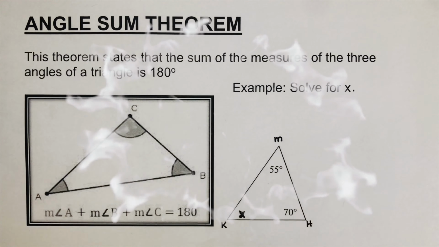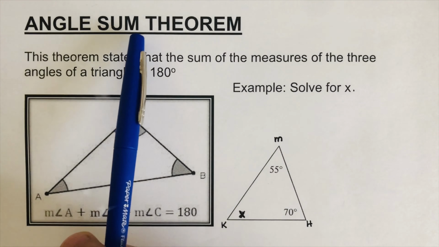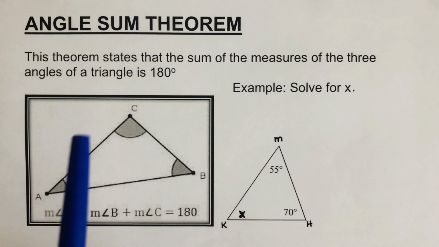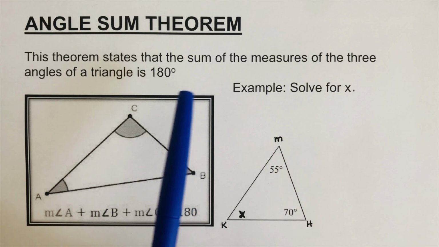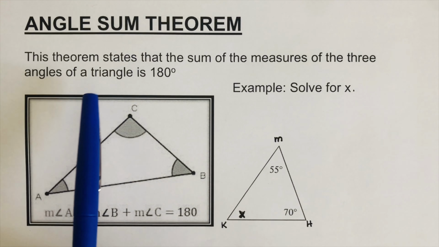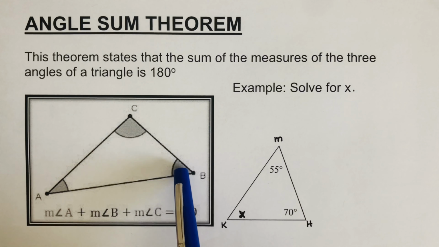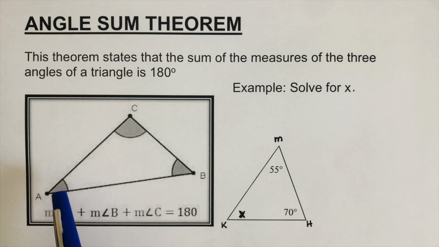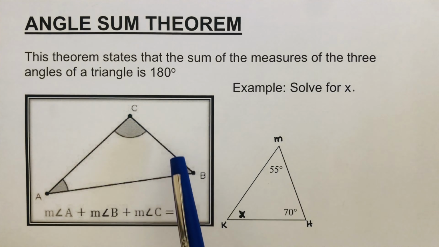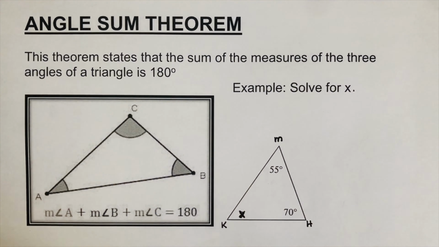Everyone, today we're going to be looking into the angle sum theorem. This theorem states that the sum of the measures of the three angles of a triangle is 180 degrees. These are the three corners, or the three angles, of a triangle. If we add all of these together, it's going to sum up to 180.